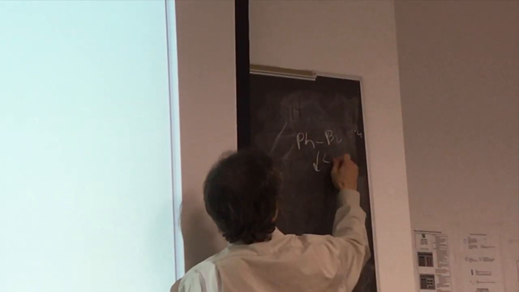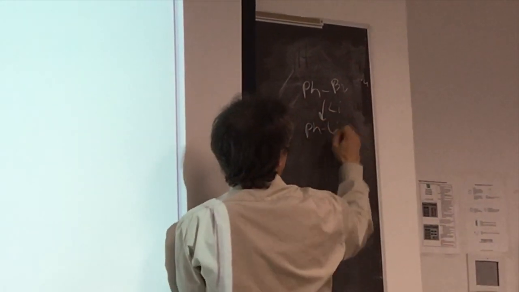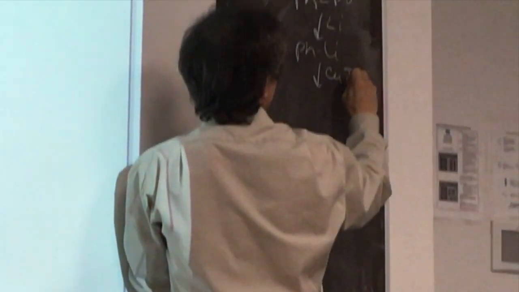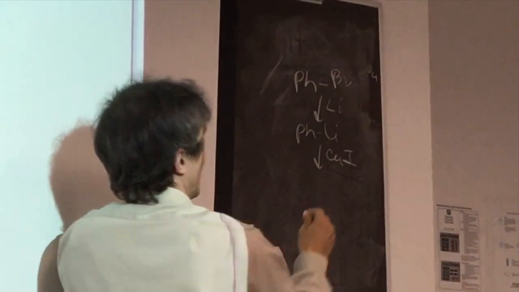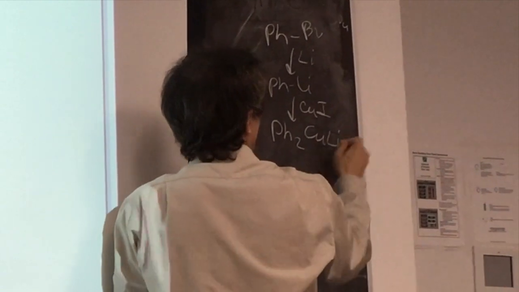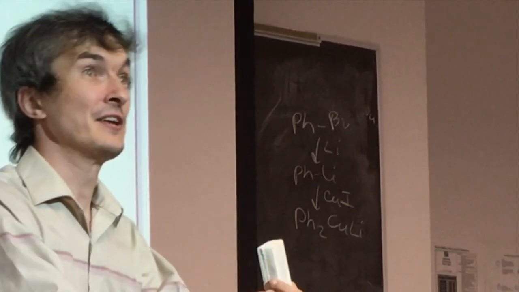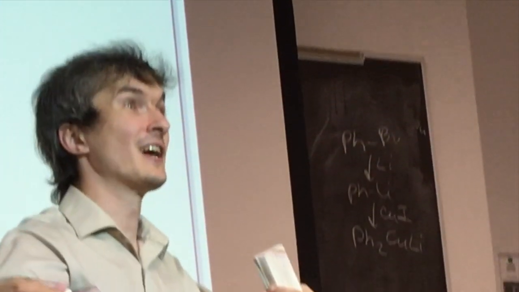Phenyl bromide. Let's add lithium to it. What will be the product? Phenyllithium. Then let's add copper iodide. So this is our magic potion. We will have diphenyl copper lithium. This is our Gilman reagent. This is the special postman that delivers phenyl minuses that are looking to replace halogens.